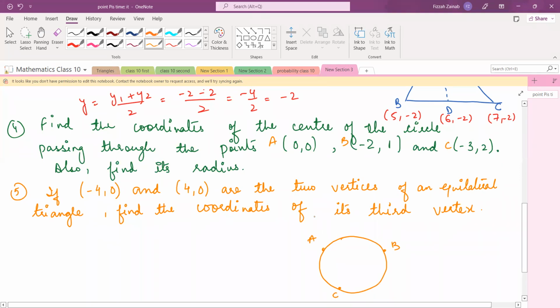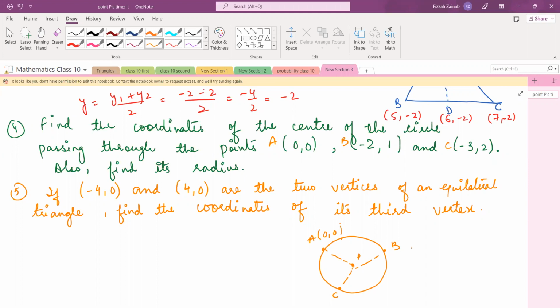So you have to find the coordinates of the center. If I just name it P, give it a thought, what can you do here? P would be equidistant from all the points. Yes, obviously. You can include one point which is 0, 0, so that will make your calculations easy, right? So you can say AP is equal to PB, no problem, right?